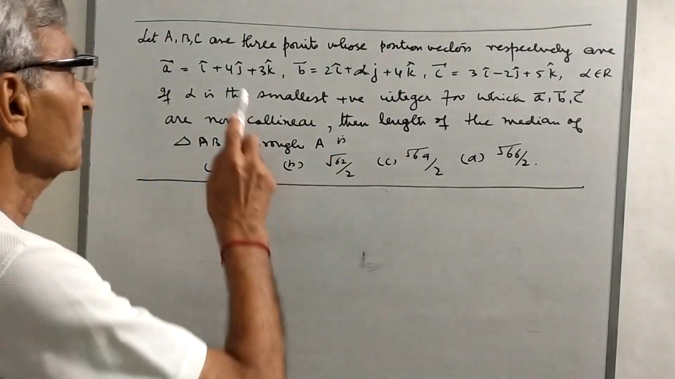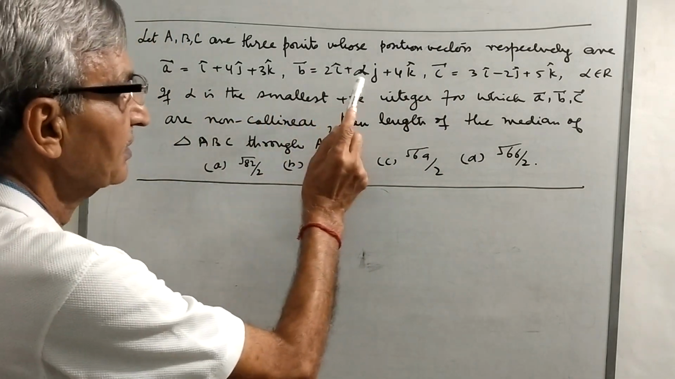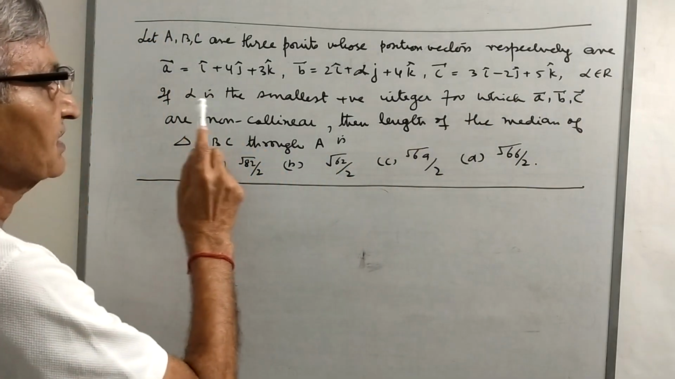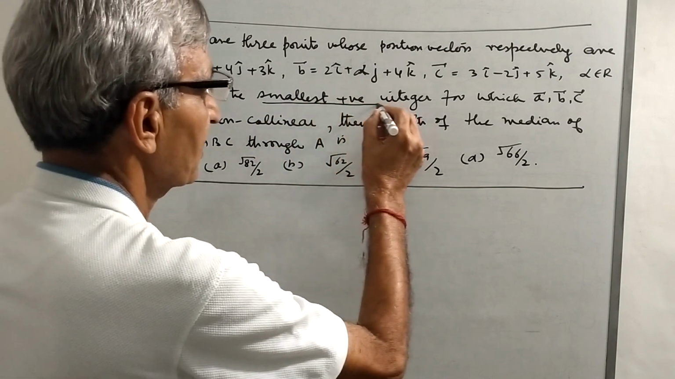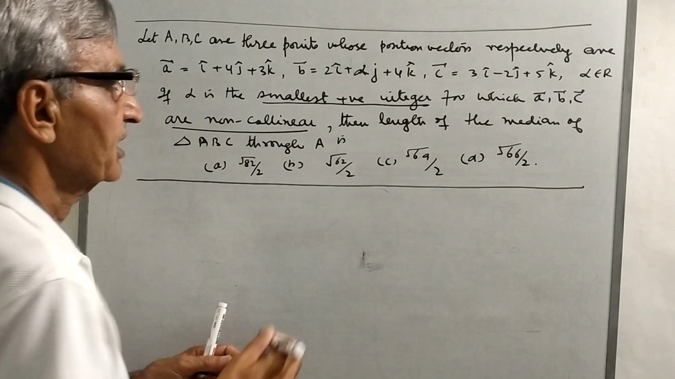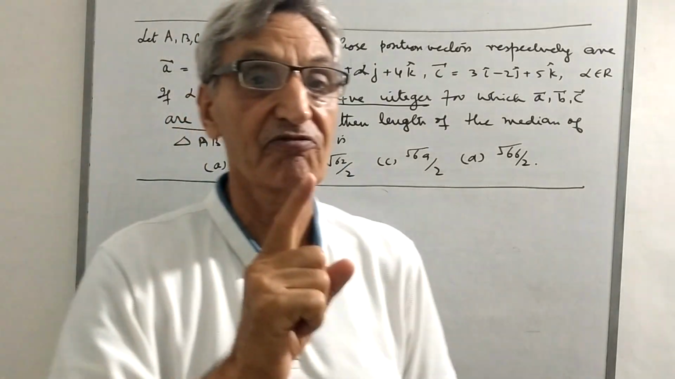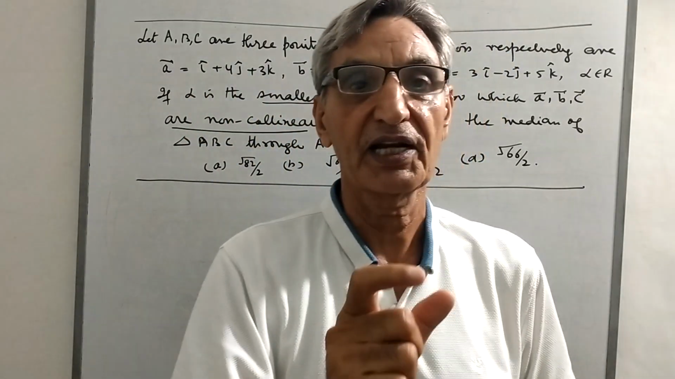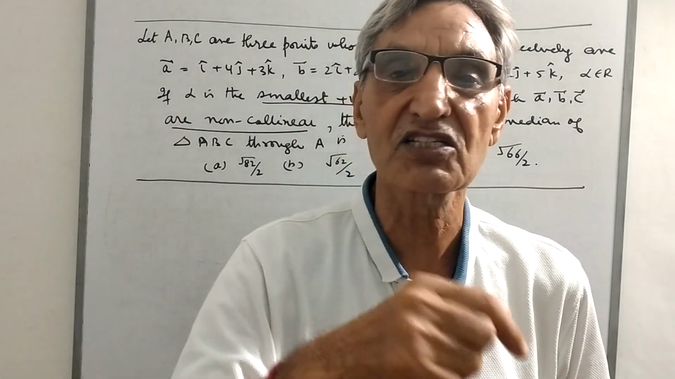My first question is that A, B, C are 3 points whose position vectors are given, with alpha a real number. Alpha is the smallest positive integer for which A, B, C are non-collinear. It means there will be some alpha which makes them collinear, and you have to calculate that alpha, and then find which alpha is an integer and the smallest among those.